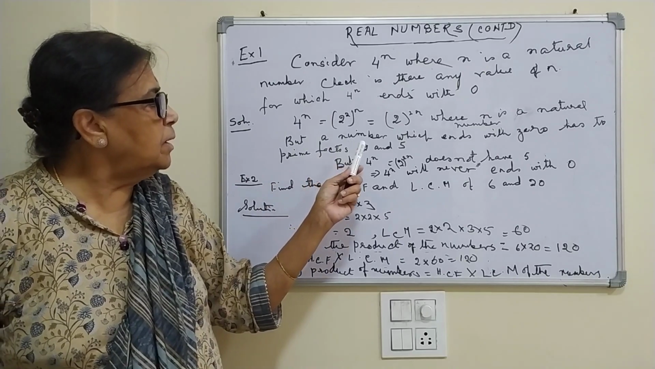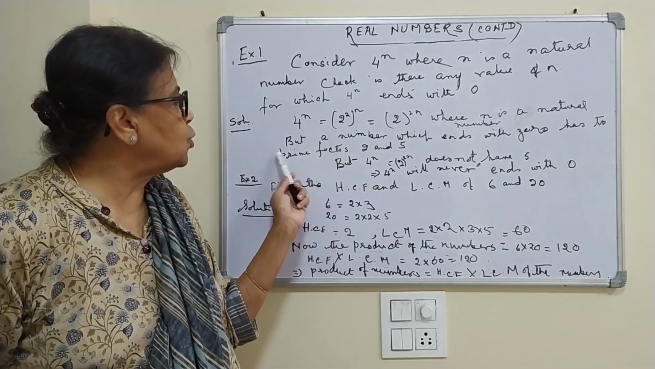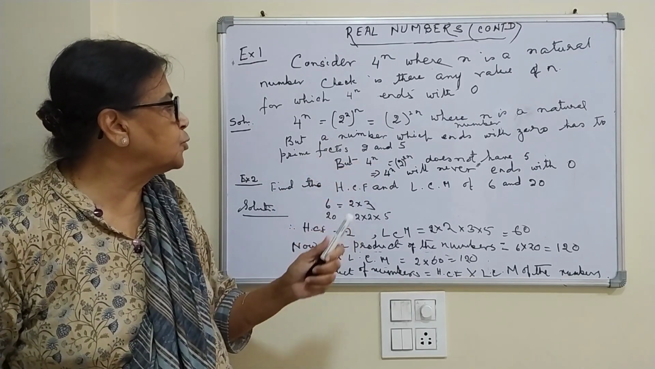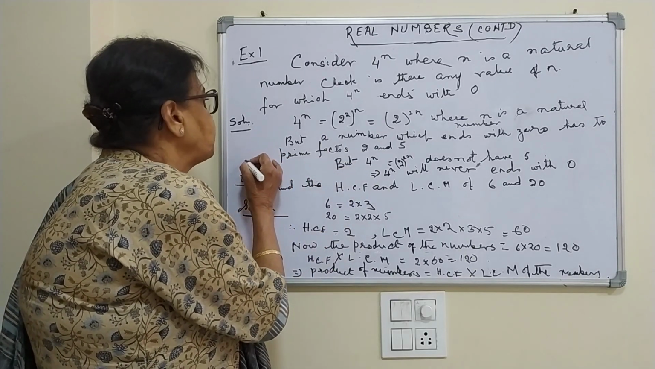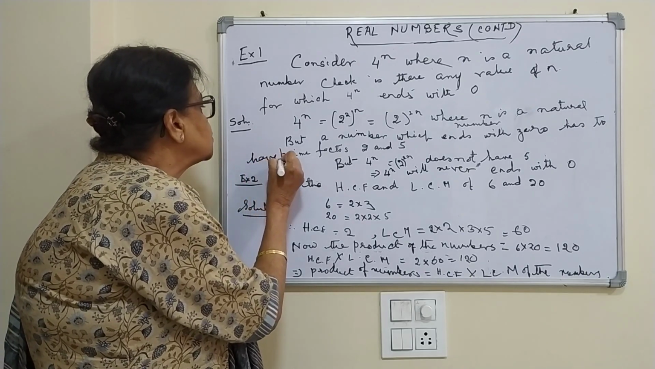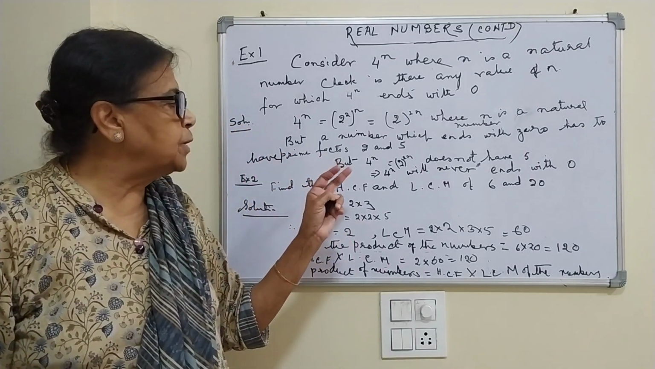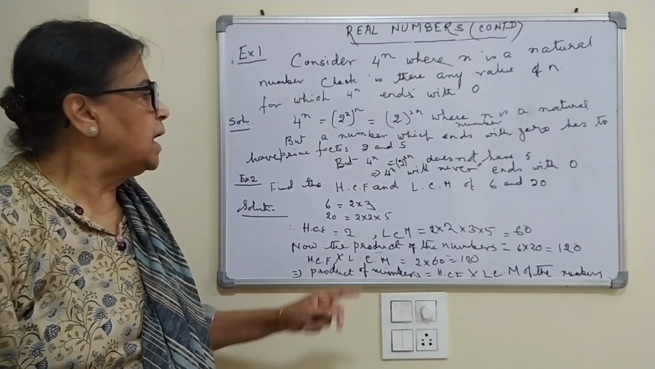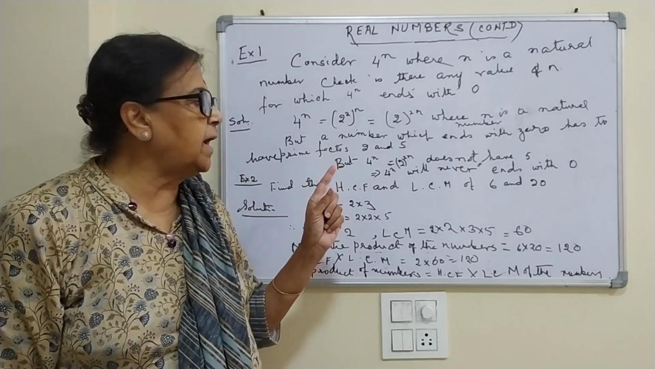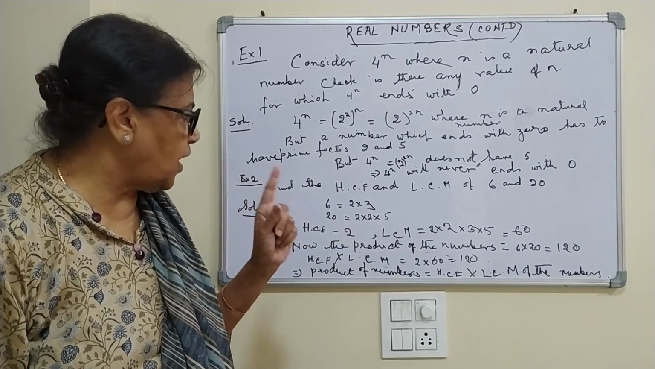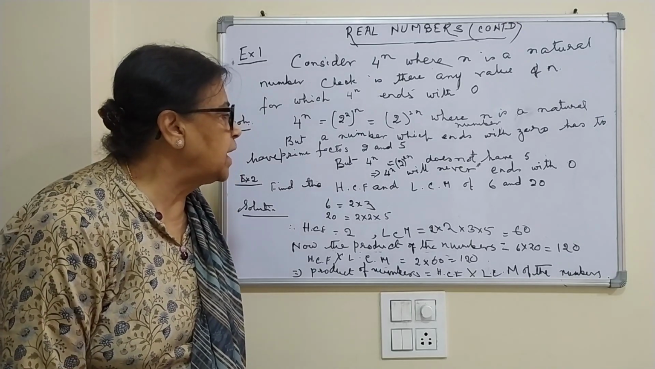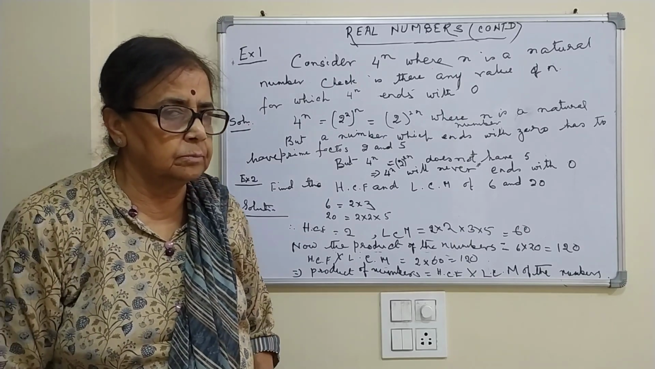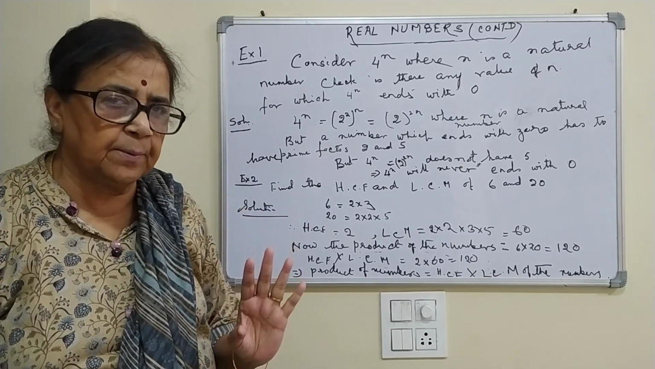But a number which ends with 0 has to have prime factors 2 and 5. But 4 raised to the power n is equal to 2 raised to the power 2n, which does not have 5 as a factor. So therefore 4 raised to the power n will never end with 0. This is exercise 1, example 1.